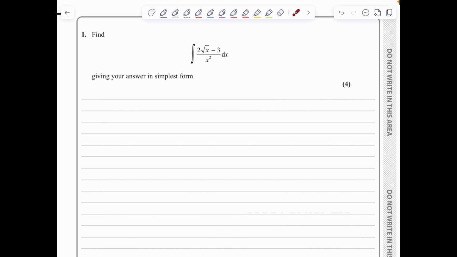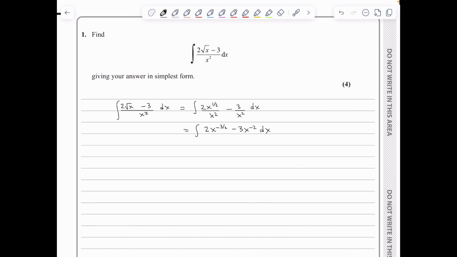In question 1, we're asked to find this integral here, giving our answer in its simplest form. Well, I will start by writing the integral in index form. So we're looking at the integral of 2x to the power of a half over x squared minus 3 over x squared with respect to x, which simplifies to the integral of 2x to the minus 3 over 2 minus 3x to the minus 2 dx.